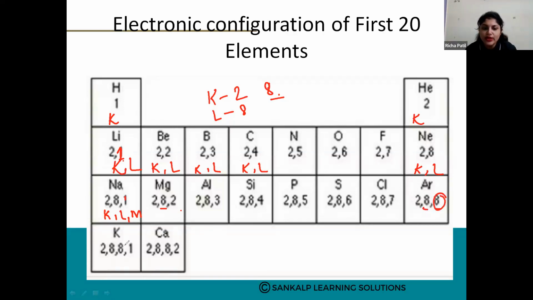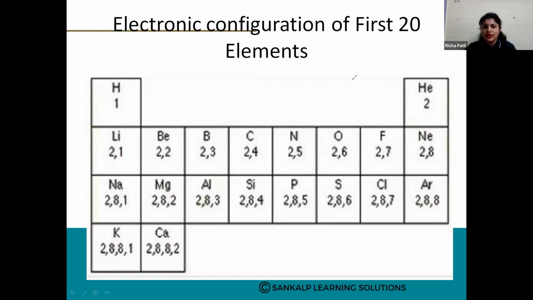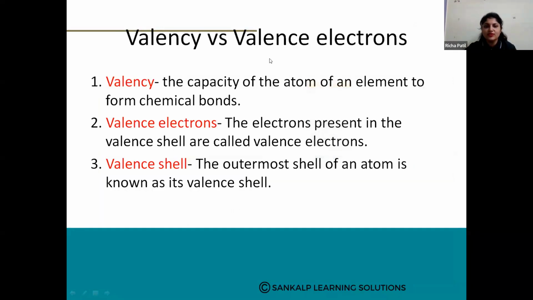You can see in potassium, it does not become 2, 8, 9. It becomes 2, 8, 8, 1, because it is following the octet rule, right? It wants to complete its octet, and then the next electron will be filled in the next shell. Then calcium is 2, 8, 8, 2. Like this, the electronic configurations are filled. So this is the electronic configuration of the first 20 elements.